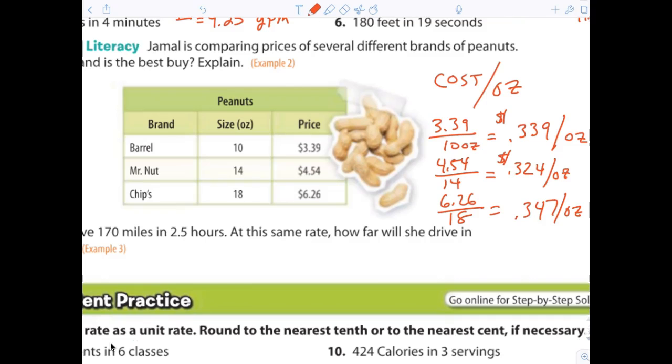So now, if you had to say what's the best deal, you would say the what? Yeah, the second brand would be the best buy. And the reason it would be the best buy is because you're strictly comparing how much per ounce. So 0.324 is less than the others. All right. Is it really that much difference?